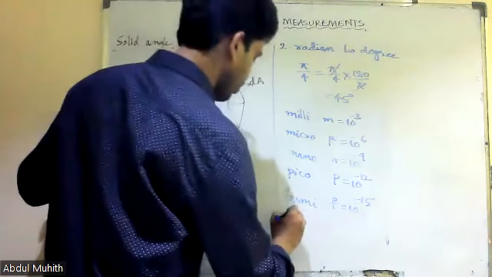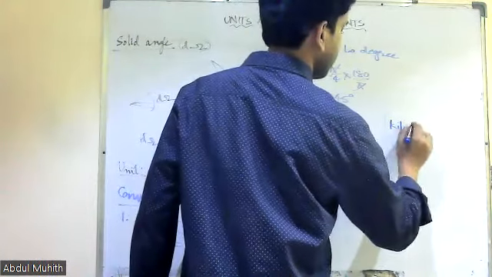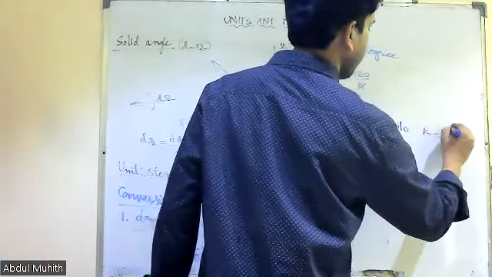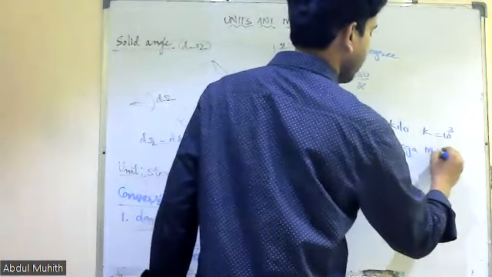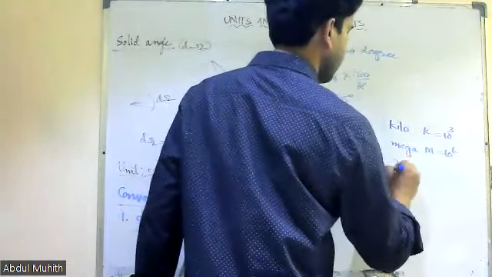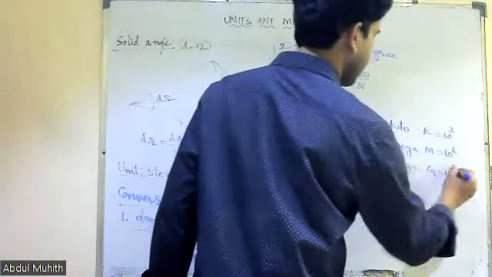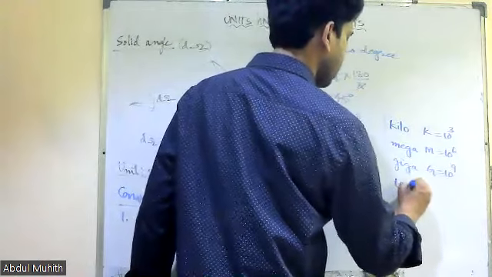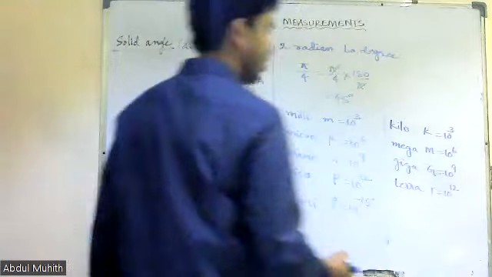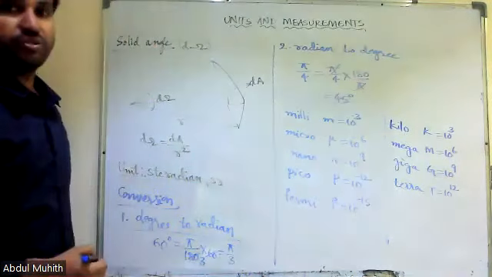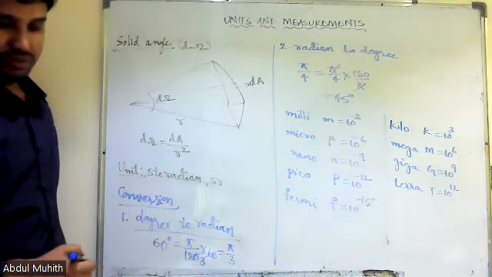Then we have kilo. Kilo means 10 to the power of 3. Mega, 10 to the power of 6. Giga, G, 10 to the power of 9. Tera, T, 10 to the power of 12. Okay, so these are the standard values. You need to remember the symbols.